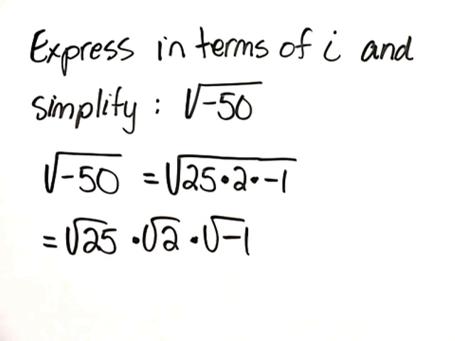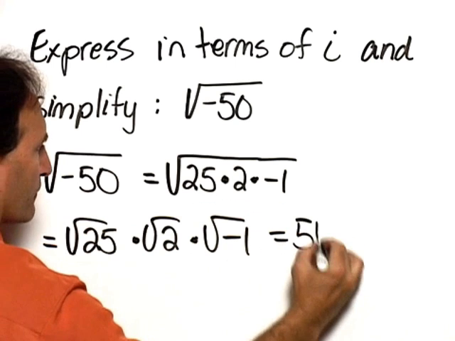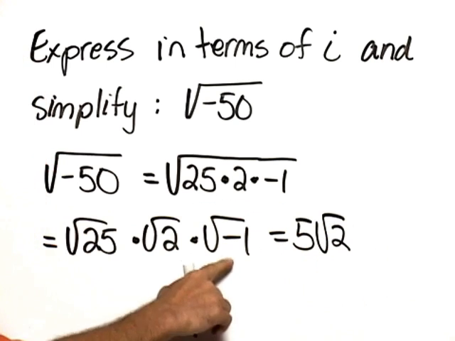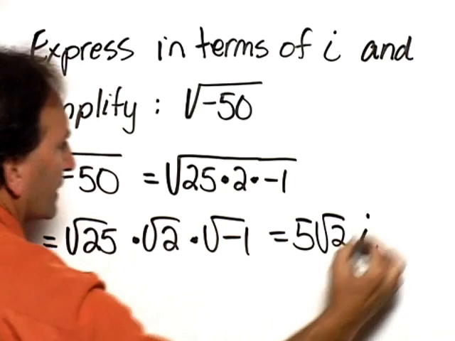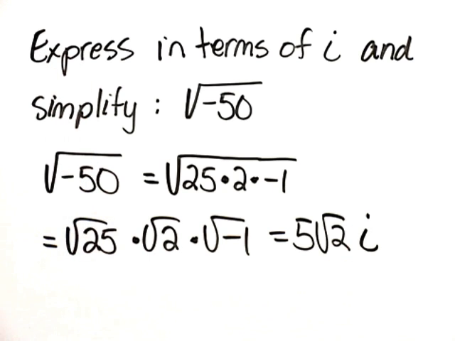And now simplifying, square root of 25 is 5, square root of 2 remains as is, and the square root of negative 1 is i. So our answer is 5 times the square root of 2, i.